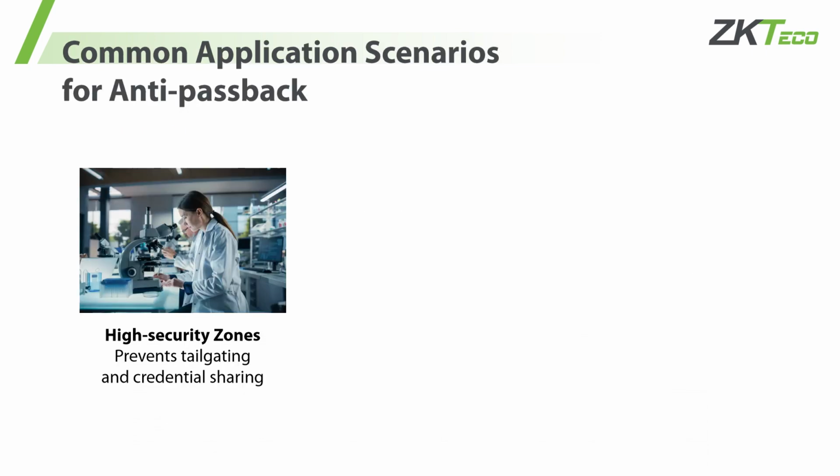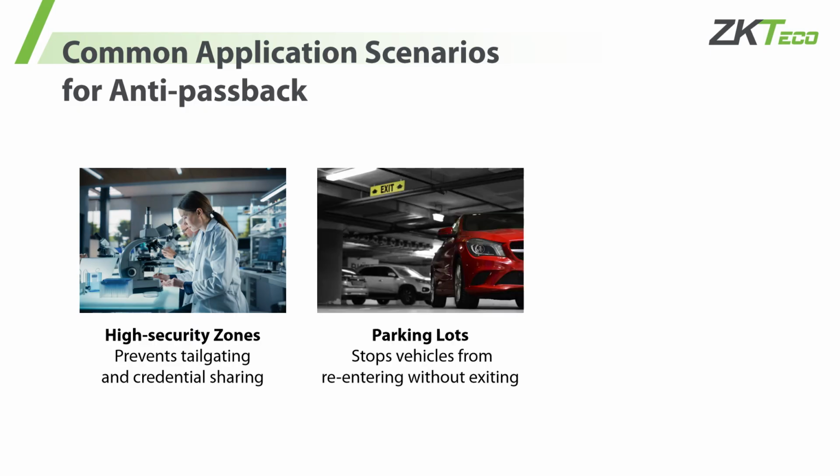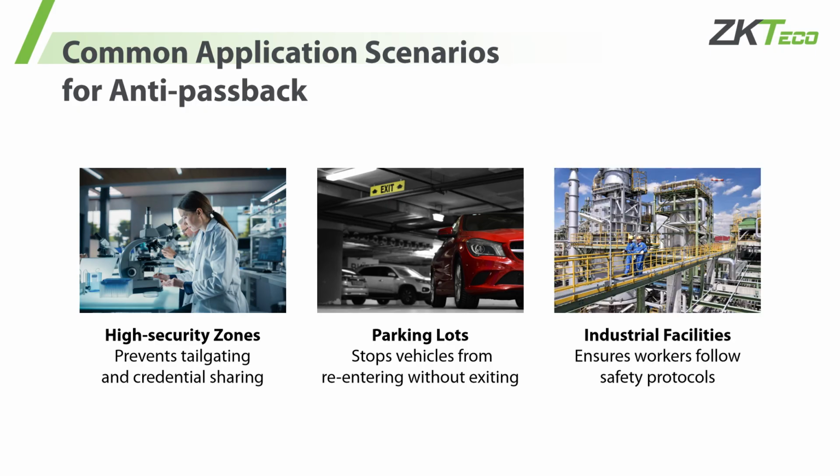Common application places for Antipassback include high security areas, places with extremely high security requirements, such as bank vaults, laboratories, data centers, classified units, military bases, etc. Prevent tailgating entry and credential sharing behavior. Parking lots, to prevent vehicles from entering again without driving out. Industrial facilities premises, to ensure workers follow safety procedures.